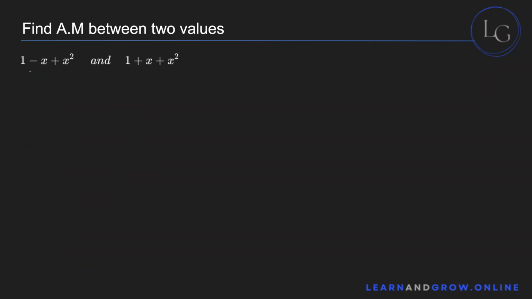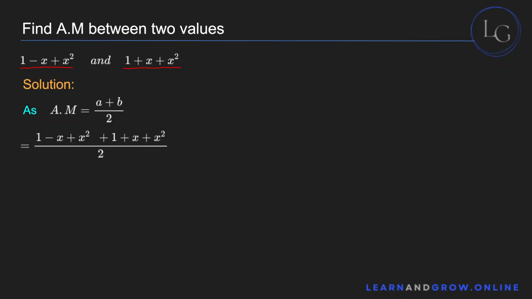Now, we have these quadratic expressions, and we'll refer to them as terms. The first term is 1 minus x plus x squared, and the second term is 1 plus x squared. We have to find the arithmetic mean between these two terms. Again, we have this formula. We'll plug in the values of a and b. This will be a and this will be b. When you plug in the values of a and b in this formula and you do all the calculations, you can see that this is what you get, 1 plus x squared. So 1 plus x squared is the arithmetic mean between 1 minus x plus x squared and 1 plus x squared.